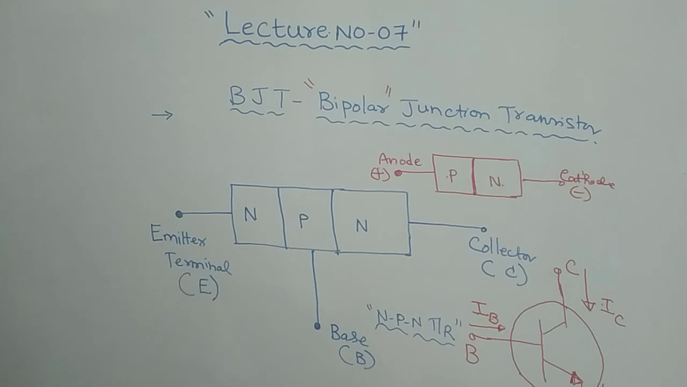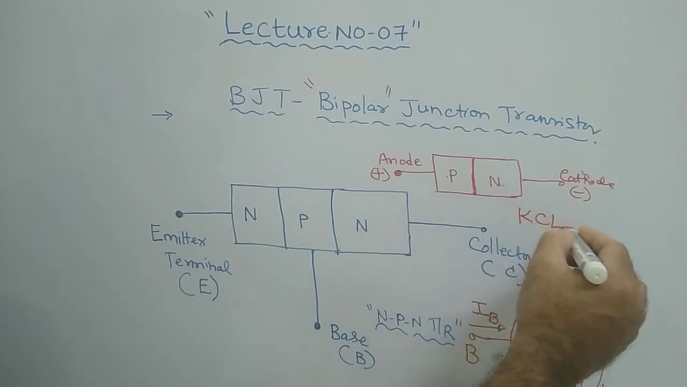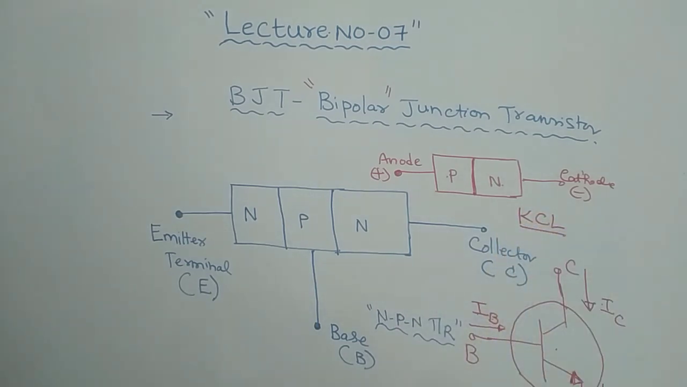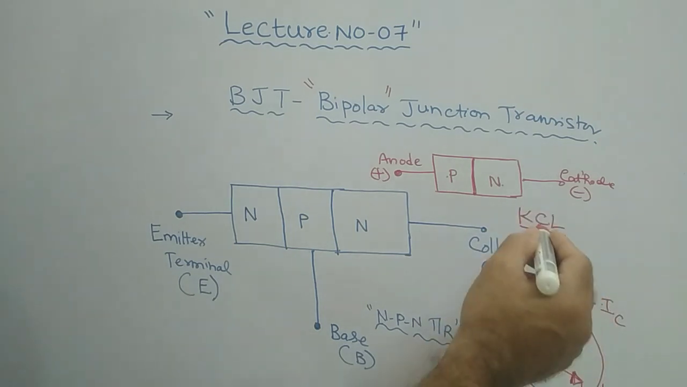Now let us assume that this particular transistor, which I have drawn, you can treat it as a node actually. Consider this particular thing as a node. Then apply your KCL here. If you apply KCL, meaning Kirchhoff current law. What is KCL? Kirchhoff current law. If you apply the Kirchhoff current law, what does it say?